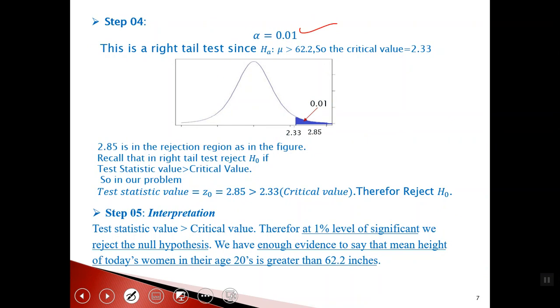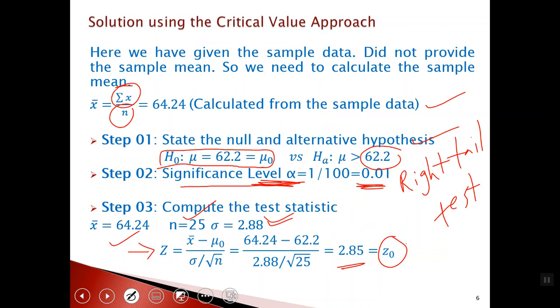Step number four. You know what alpha is. Now you have to decide what we need to do. After this step, as I mentioned, we have two approaches: the critical value approach or the p-value approach. After this point, you can decide which method you are going to use, or you can decide it in the first place. As I mentioned here, we have used the critical value approach, which means I'm going to use the critical value approach to solve this problem.